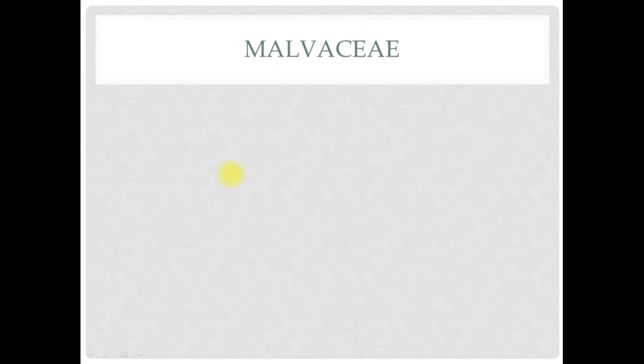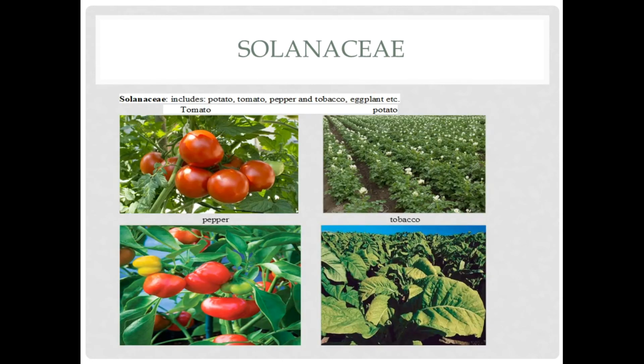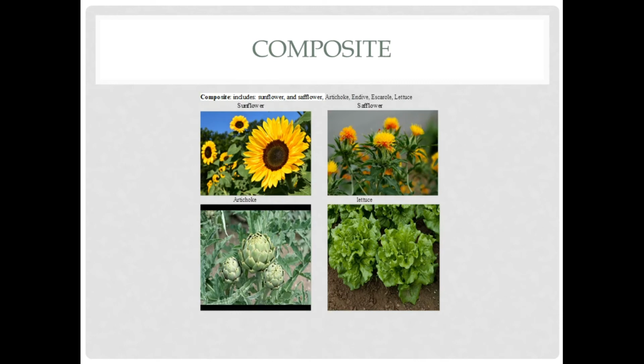The next family is the Malvaceae, and it includes crops such as cotton, okra, hibiscus, etc. Next family is the Solanaceae, or the Solanaceous family. It includes crops such as potato, tomato, pepper, tobacco, and eggplant, and many other crops. Next family is the composite, which includes sunflower, safflower, lettuce, etc.